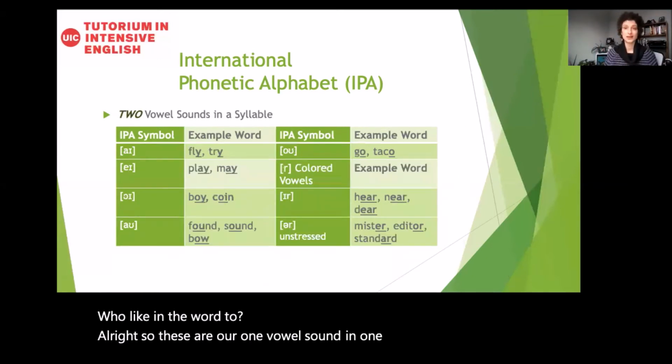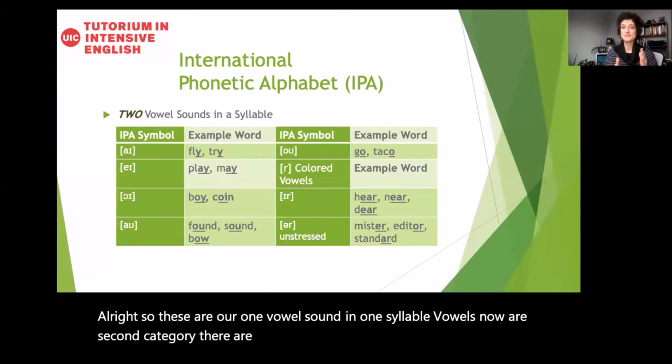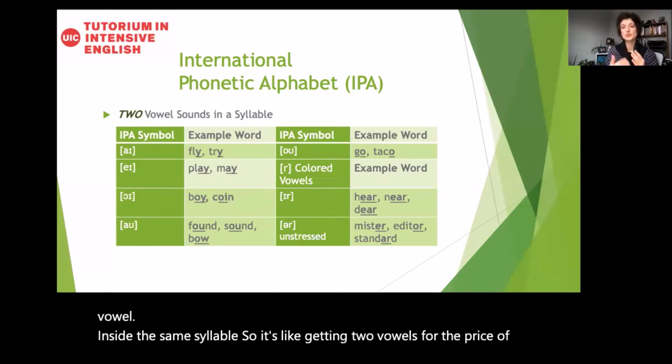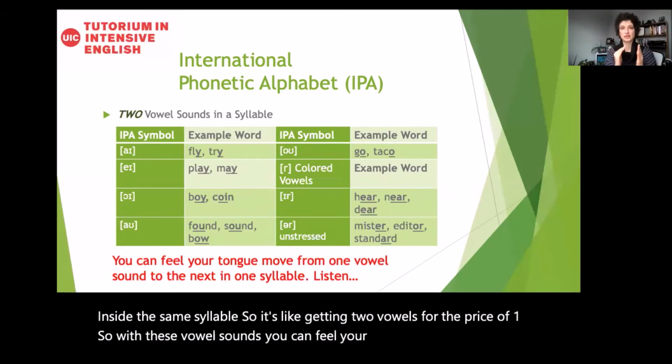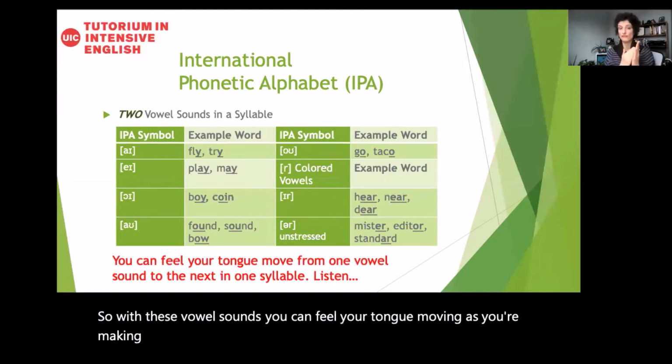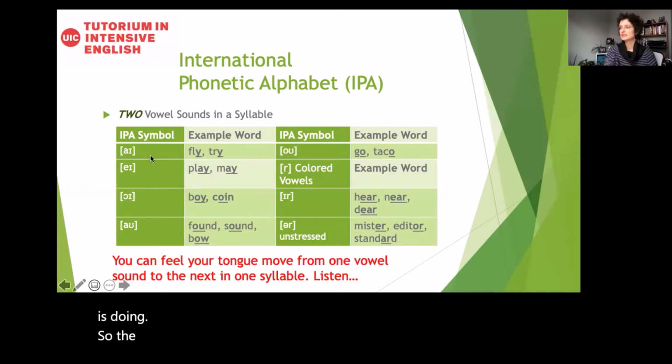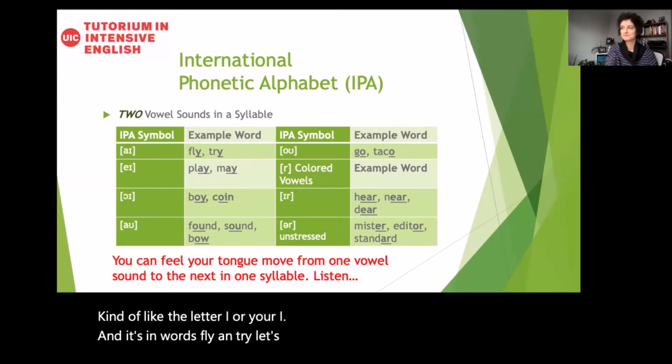Now, our second category, there are some vowel sounds that move from one vowel to another vowel inside the same syllable. So it's like getting two vowels for the price of one. So with these vowel sounds, you can feel your tongue moving as you're making the sound, moving from the first vowel sound to the second vowel sound. Let's practice. Try and listen and pay attention to what your tongue is doing. So the first sound is eye, kind of like the letter I or your eye. And it's in words like fly and try. Let's say that sound together.